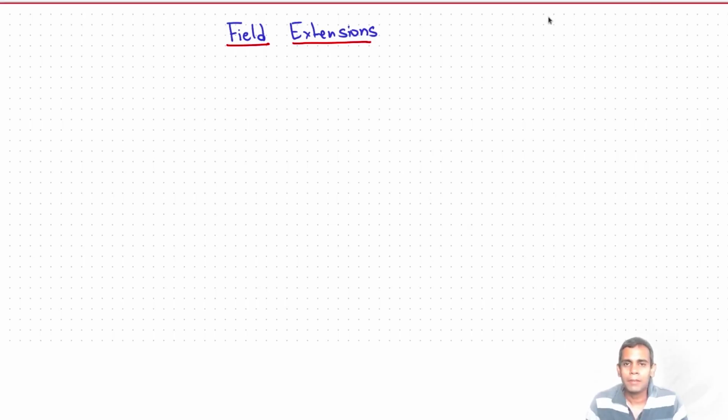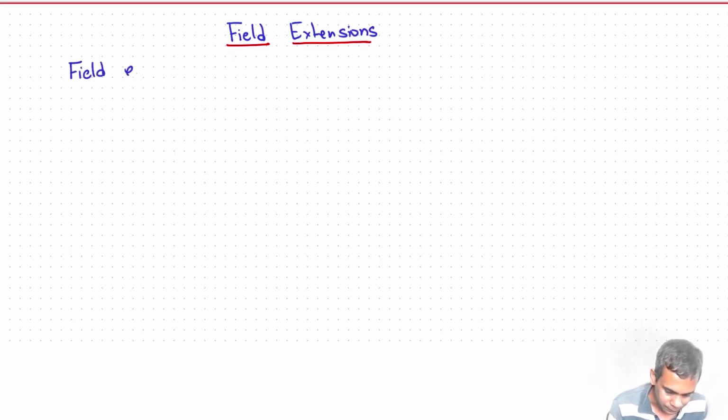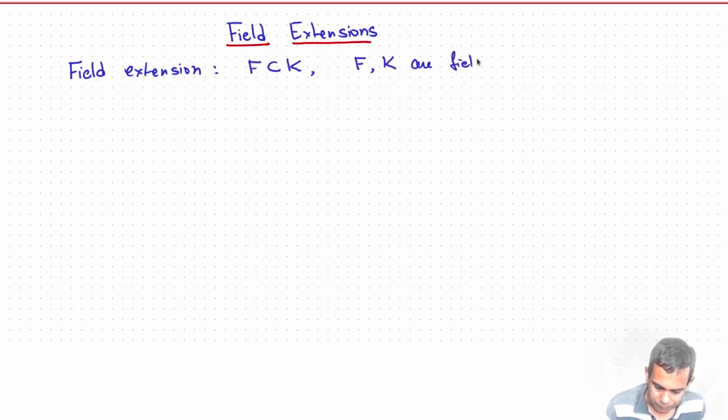In this part of the course, we will study field extensions. So what is a field extension? A field extension is just a pair of fields, one contained in the other. So it's a pair F contained in K, where F and K are fields.